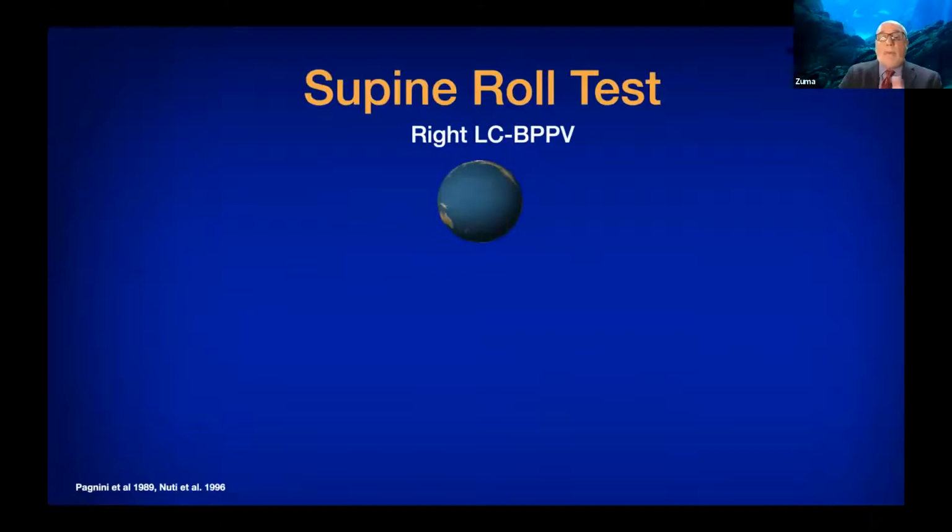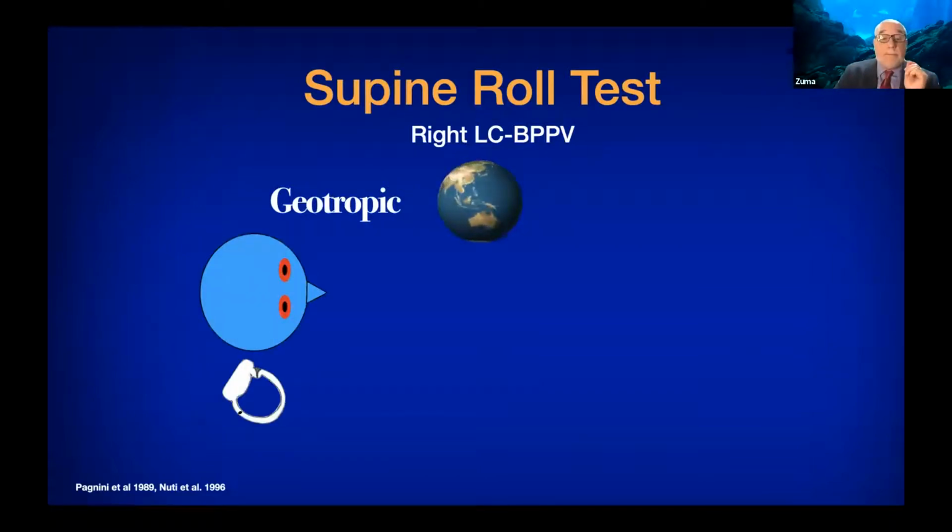Let's see the sit-supine position test. Right lateral canal BPPV, geotropic. When I lay down and turn the head to the right side, for example, this is a right lateral canal, the stimulus will be excitatory. So I have a nystagmus beating to the ground.